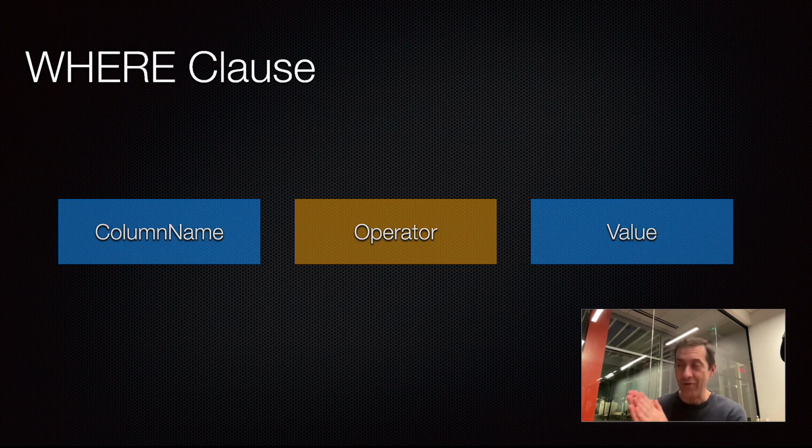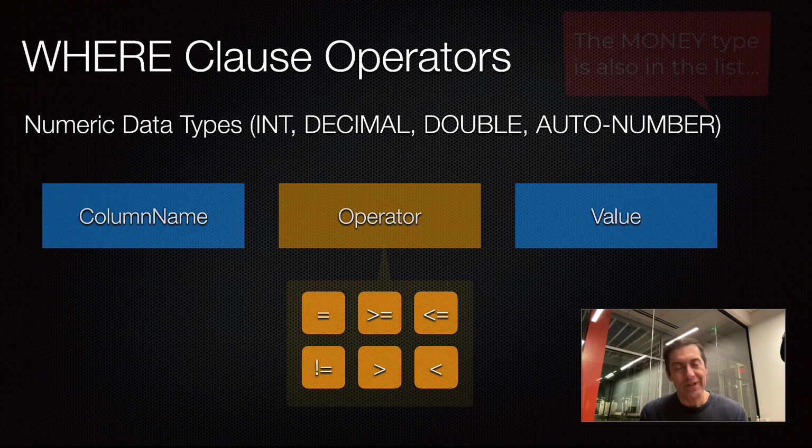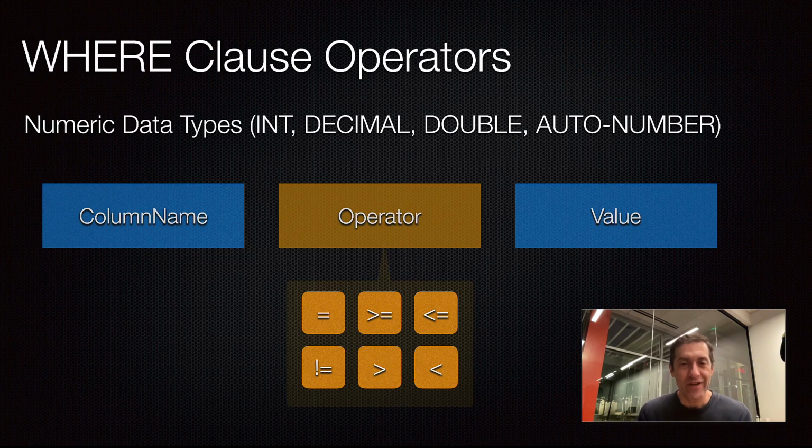So let's just go over all the available data types and see what kind of operators you could use in the where clause when you define those conditions for the queries. Starting with numeric data types, they are integers, decimals, doubles, and auto number data type. The operator that you can use whenever you create that condition can be any of these 6 operators that are listed here, specifically equals, which is pretty straightforward.